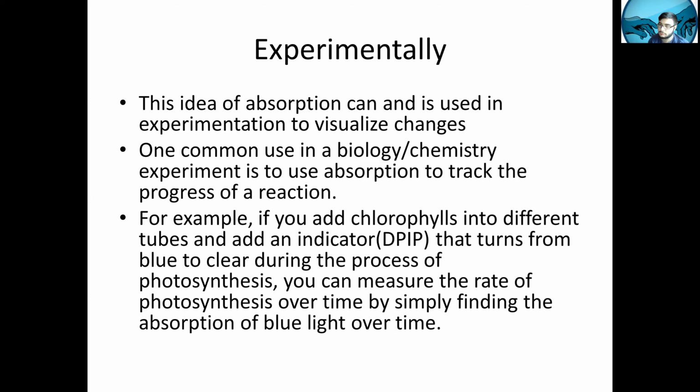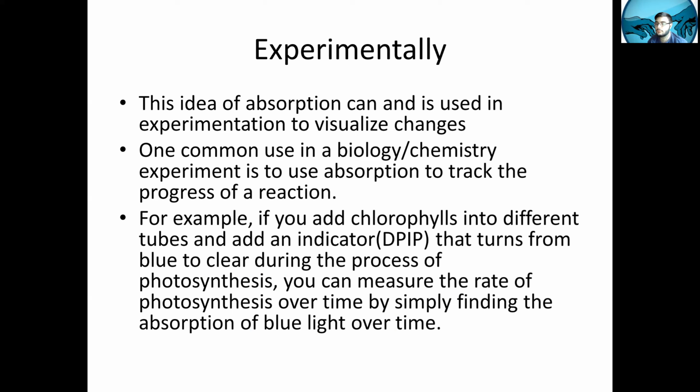You can plot it on a graph, and you'll have different time points. You'll have a slope, and that slope will be your rate, and that's the rate that photosynthesis is occurring in this specific cell.